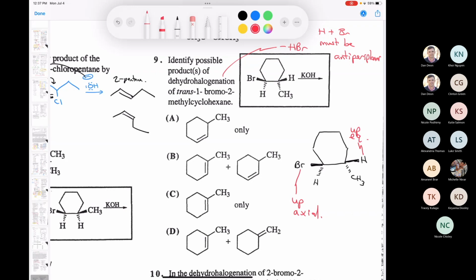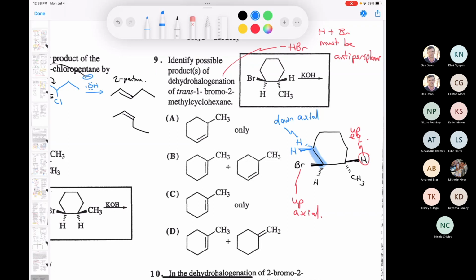Can you do an elimination here? Yes or no? Not a trick question. I just want somebody to tell me the answer. No, impossible, right? So you can't make a double bond there. So this proton cannot be eliminated. Now, on the adjacent carbon here, you've got a proton going down, and you've got a proton coming up. Again, if the bromine is up and axial, that means that this hydrogen is down and axial. Can it be eliminated? Yes. Ergo, we can form a double bond here.